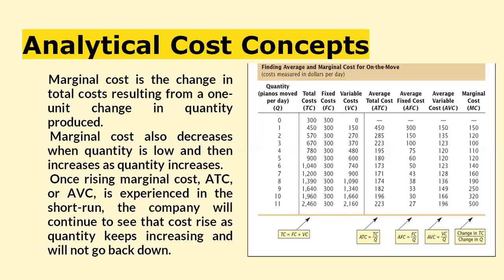Once rising marginal cost, average total cost, or average variable cost is experienced in the short run, the company will continue to see that cost rise as quantity keeps increasing and will not go back down.